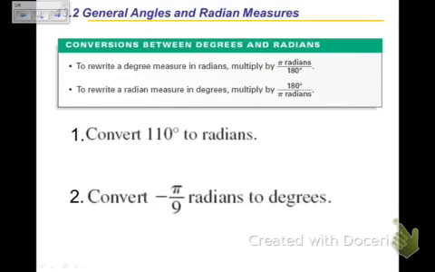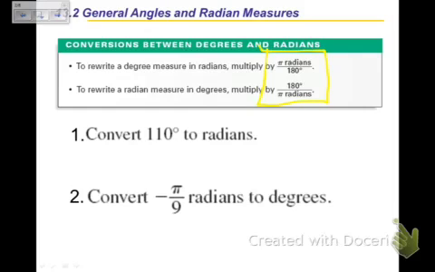When we convert between degrees and radians, to rewrite a degree measure in radians, so to go from degrees to radians, you multiply by pi radians over 180 degrees. And to go the other way, you multiply by 180 degrees over pi radians. That'd be a really good thing to write down. Those are very, very important today. So let's do a couple examples.